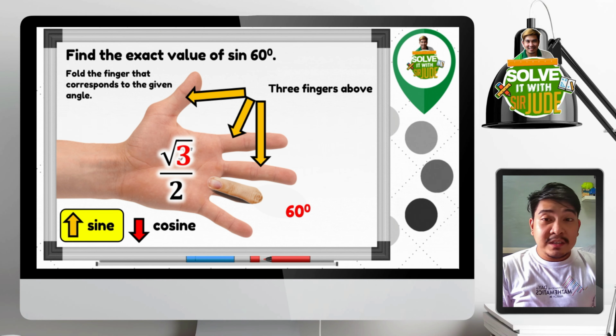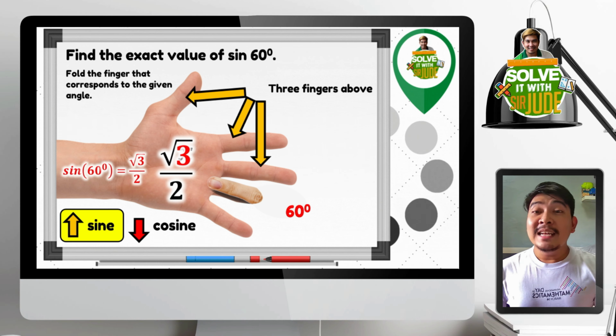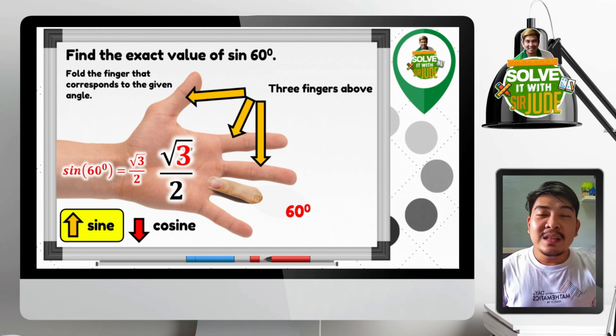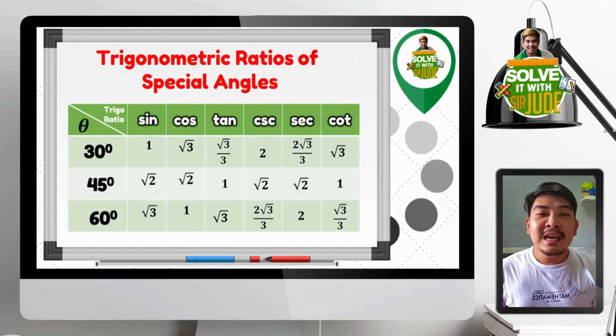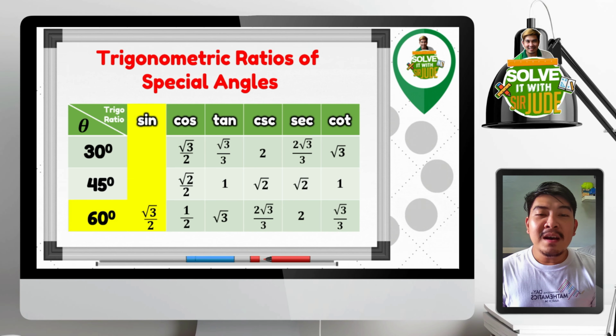And 3 is not a perfect square. So therefore, we can say that sine 60 degrees is equivalent to square root of 3 over 2. So tingnan ulit natin, square root of 3 over 2 nga ba? So there, sine 60 degrees is equivalent to square root of 3 over 2.